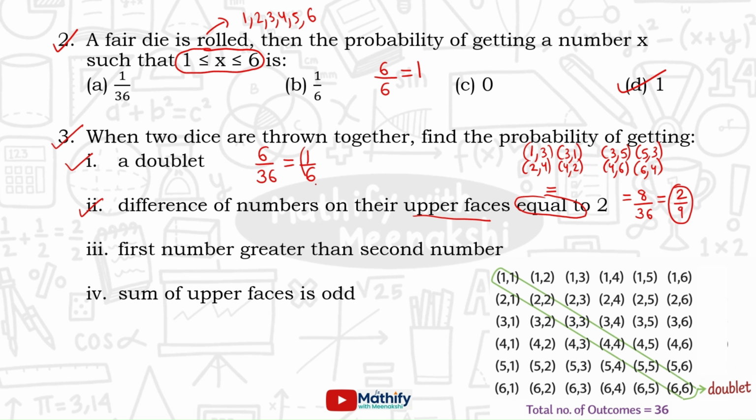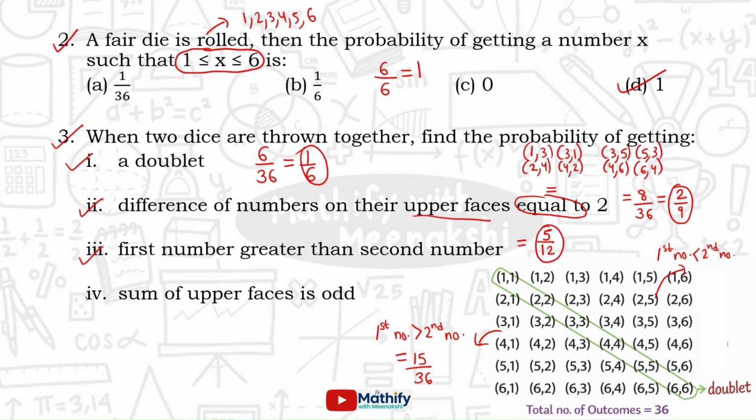Let's move to third part. First number greater than second number. If you see this image carefully, just see below the diagonal. First number is always greater than second number. And above the diagonal, first number is less than second number. Answer is always 15 out of 36. And when you solve, you cut with the table of 3, you will get 5 by 12.